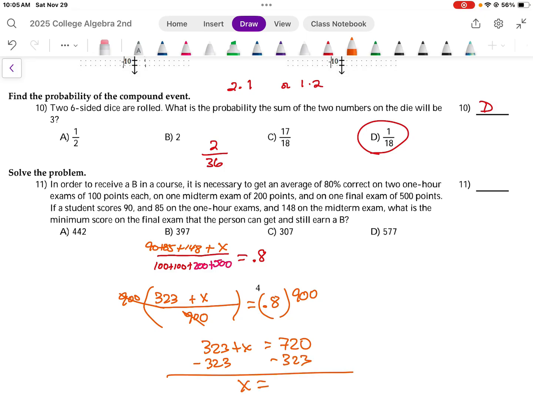And then 720 minus 323 would be 397. So we need 397 on the final to get AB. So that would be that. All right.